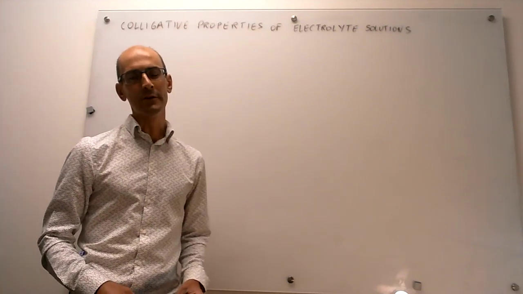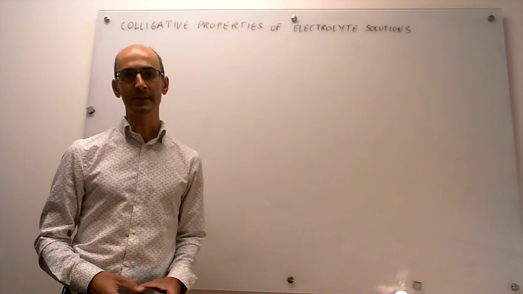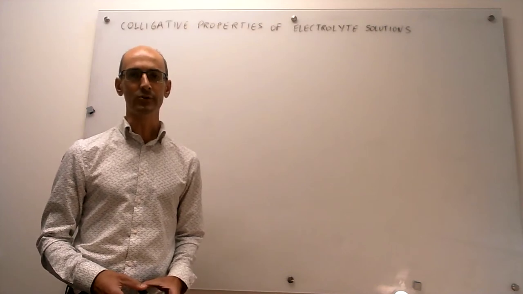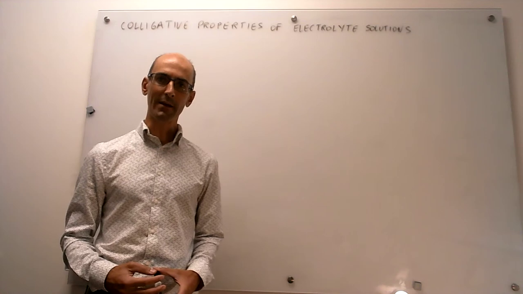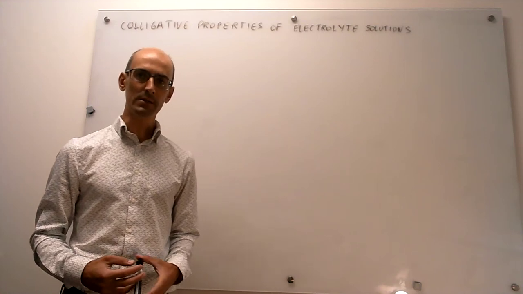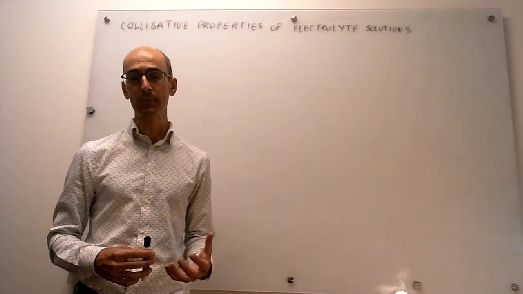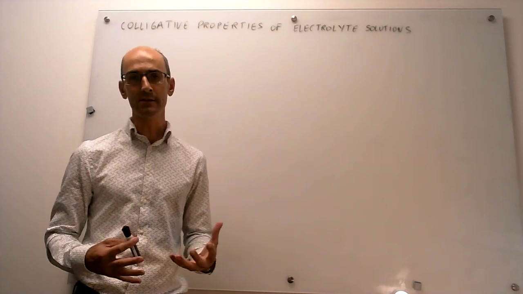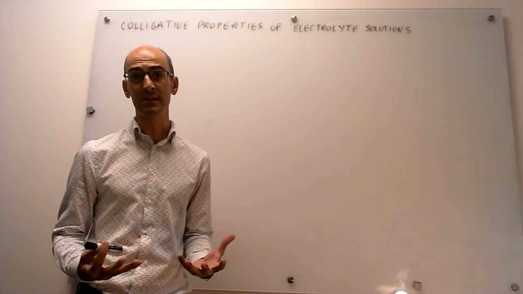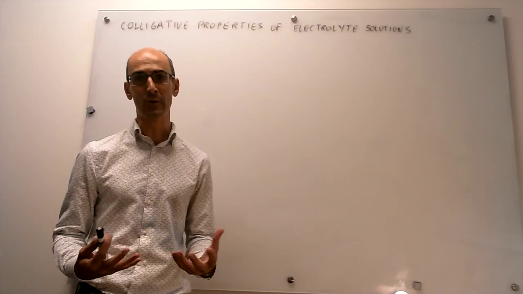In this video, we're going to review colligative properties of electrolyte solutions. Remember that electrolyte solutions are those made by substances that, when put in solution, can generate ions that can conduct electricity. So that's why they are called electrolytes.